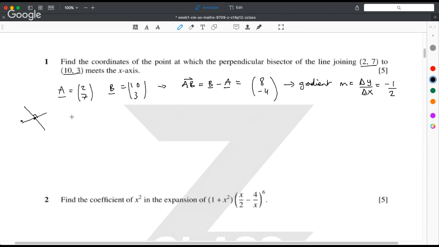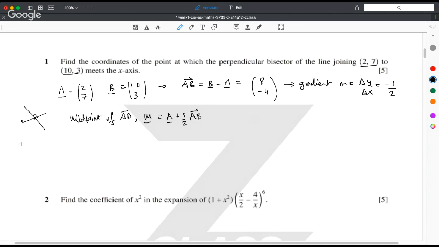So we want the midpoint of AB. I'm going to call that M. And so that's going to be equal to, well, if I want to get to M, I have to go to A first and then halfway up the line from A to B. So it's A plus 1/2 A to B. That'll get me there, right?